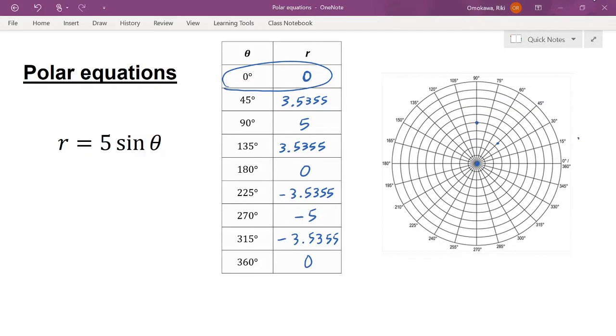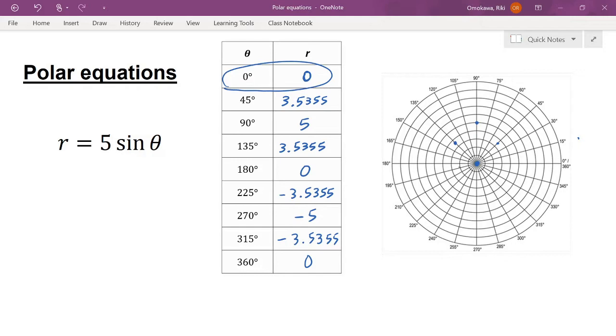Next, 135 degrees, and then 3.5355. So around here. And then at 180, we're back at 0. So 180 is over here, but then radius 0 means we're back in the center. And then one interesting thing, you are going to find that if you graph the next 4 points, they end up being these 4 points that we already graphed, right? They end up being in the same place.